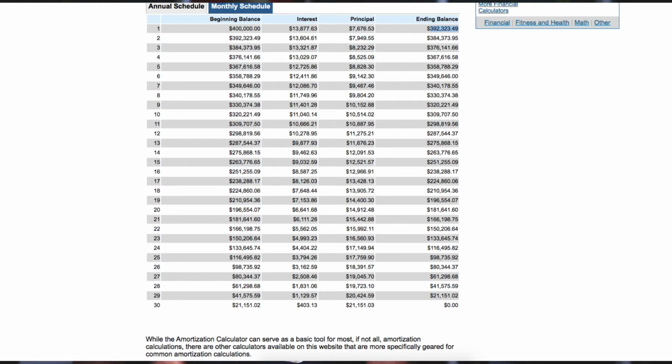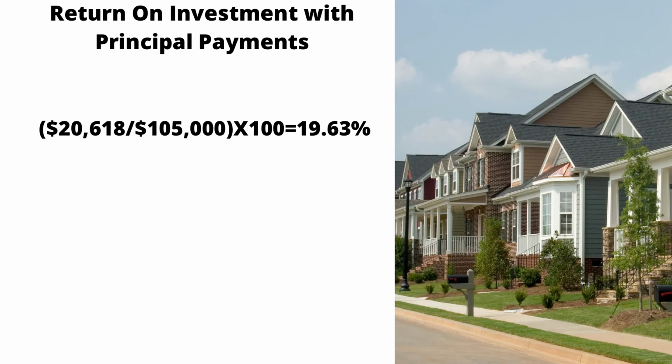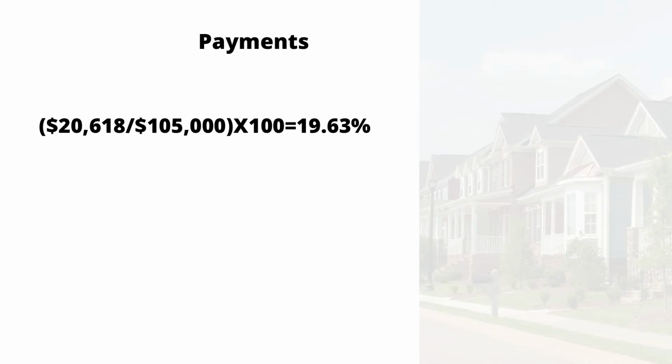So let's calculate that into your actual earnings as well. If you calculate your principal payments of $7,676 plus your cash flow on a yearly basis of $12,924, that's $20,600 a year, and that equals 19.62%. And that's a 19.62% return on investment on your original investment of $105,000.